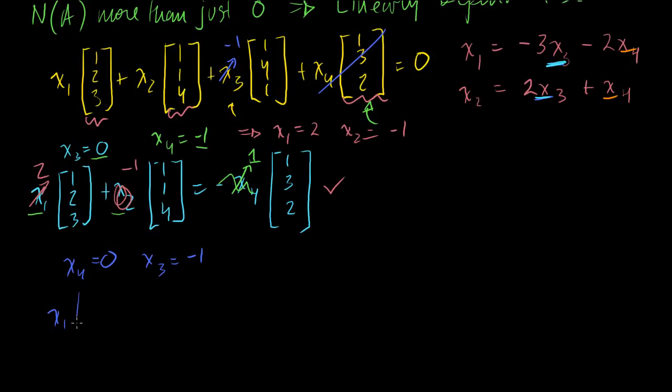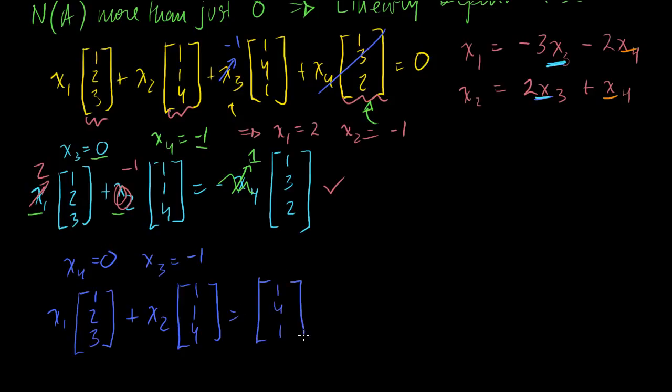We get x1 times (1, 2, 3) plus x2 times (1, 1, 4) is equal to, if this is -1 times (1, 4, 1), and then we add it to both sides of this equation, we get +1 times (1, 4, 1). And once again, we can just solve for our x1 and x2. If x4 is 0 and x3 is -1, then x1 is just -3 times x3. So x1 would be equal to 3, right? -3 times -1. And what would x2 be equal to? x4 is 0, we can ignore that. x2 would be equal to -2. So this would be 3, and then this would be -2.